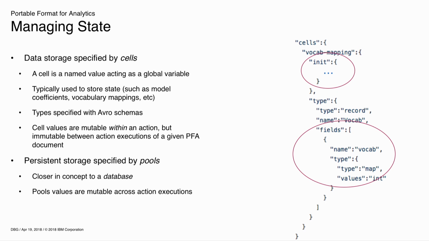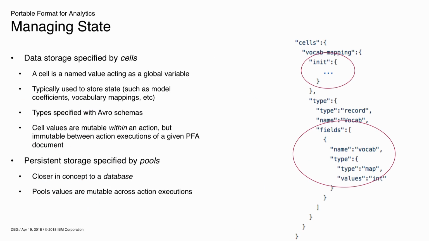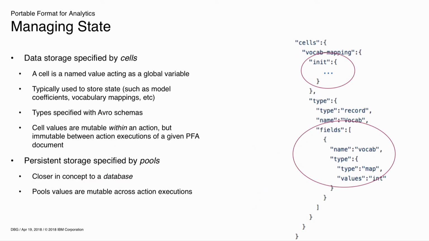So in the previous example, the model cell would be defined in this set of cells, and that model cell has two components, which is the coefficient vector or matrix and the bias. So given those two pieces of information, the linear regression function can compute the dot product between the input and the coefficients plus the bias.